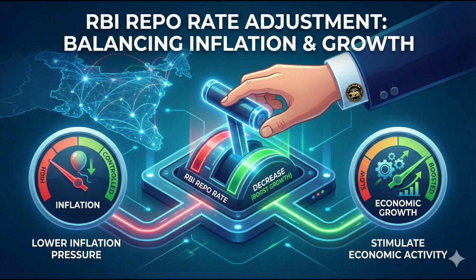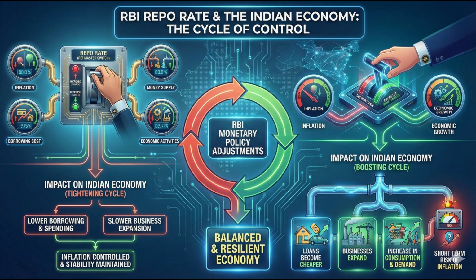2. To boost economic growth. When the economy is slowing, unemployment rises, and industries need support, RBI cuts the repo rate. Loans become cheaper, businesses invest more, and consumption increases. So, repo rate decisions are based on real indicators like inflation, GDP growth, liquidity levels, and global economic conditions.